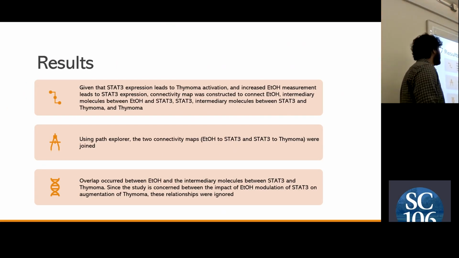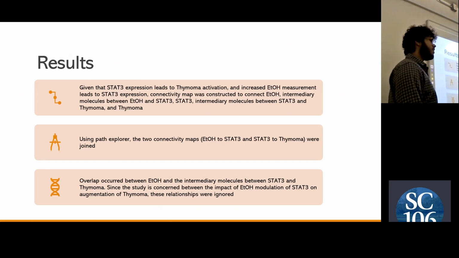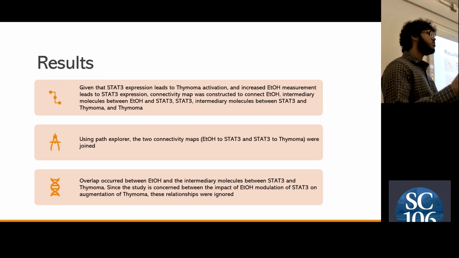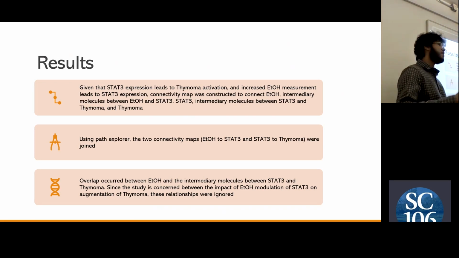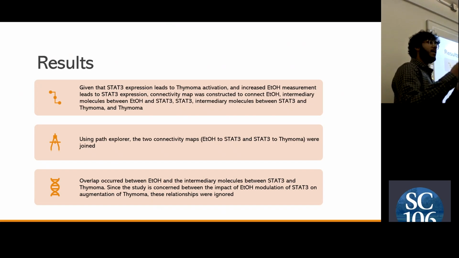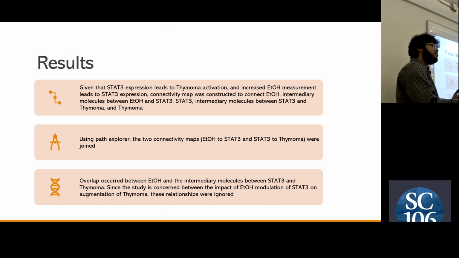So given that STAT3 expression leads to thymoma activation and an increased ethanol measurement leads to STAT3 expression, I can logically connect these two connectivity maps together and see the overall effect of this pathway. So I used PathExplorer to do just that, and an overlap occurred between ethanol and the intermediary molecules between STAT3 and thymoma. But since I want to look at a step-by-step map of the study, I removed those overlaps.